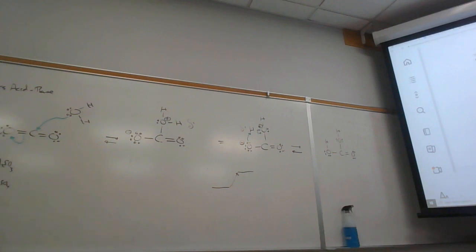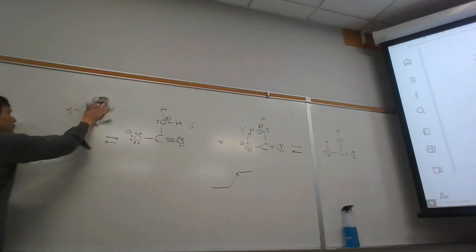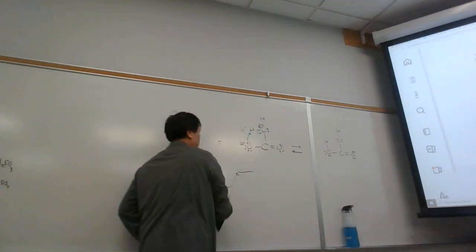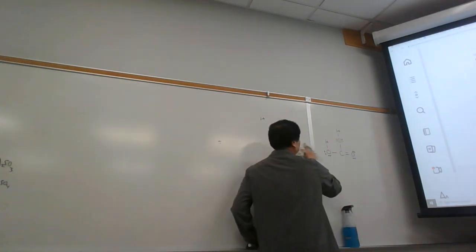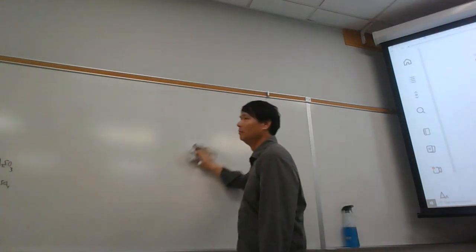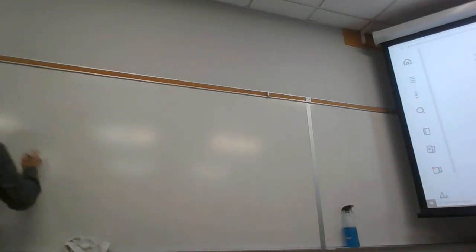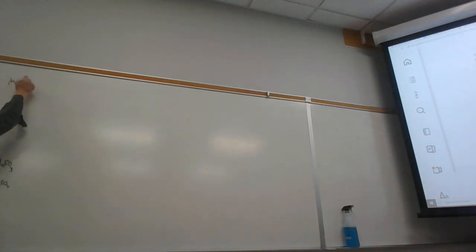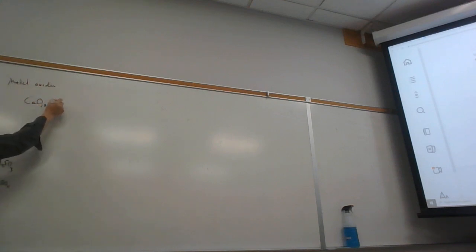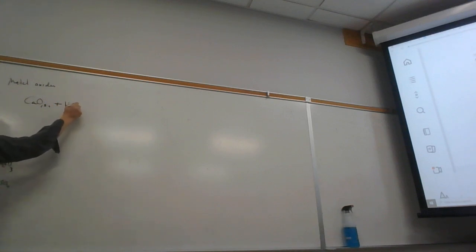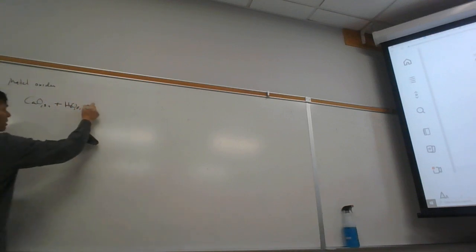And so in Lewis acid-base reactions, we have to draw out the Lewis structures and then work out which atoms interact with which atoms. Okay, so those are our non-metal oxides. The next one are the metal oxides. Metal oxides like calcium oxide. Calcium oxide solid plus water makes, do you know what it makes? Calcium hydroxide.